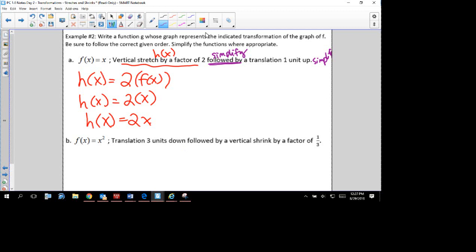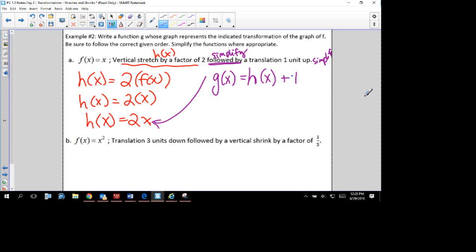That's the halfway point. Now we're going to do a translation of 1 unit up, but that translation of 1 unit up is off of the h function. I'm not going to go back to the f function anymore; I'm going to go from the h function. So g of x is going to be our final answer. I'm going to take the h function and add 1 to the outside of that function, because it's vertical, so it goes up, on the outside of that h function.